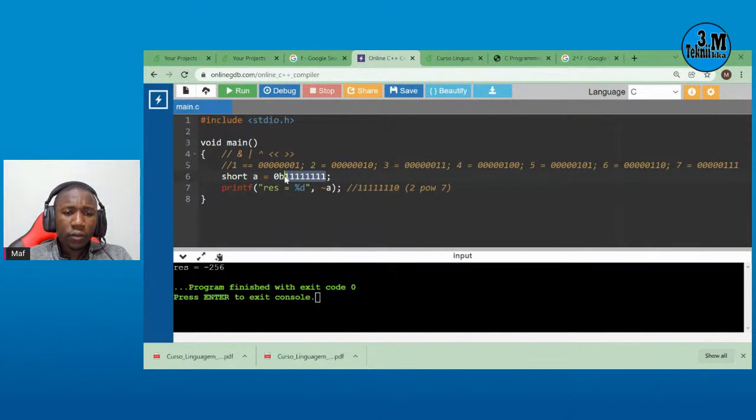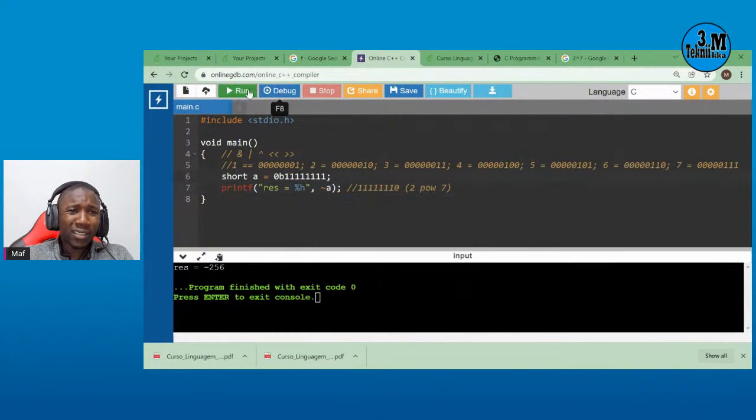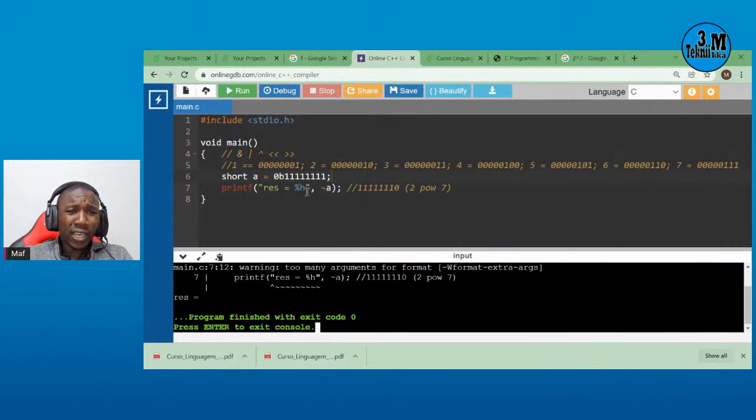Let me see this. Yeah, something is bad. I know what's going on. This is because of this, man. I'm not using a short here. This should be short. Okay. This is something like, let me see. Is this an H? Not an H.